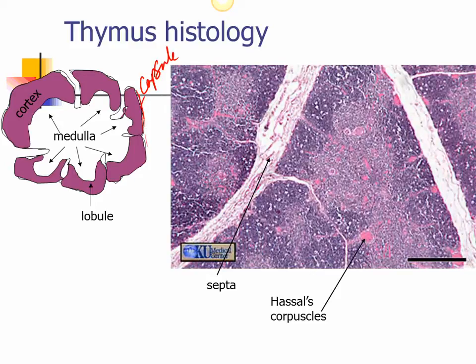Septae are like little walls inside. So these are septae. This is a septum. Septum is singular. Septa or septae are plural. So when it sends these septae inside, it breaks each lobe itself into tinier bits which are known as lobules. And the periphery of the thymus is known as the cortex. It's much darker staining. So the cortex is darker staining.